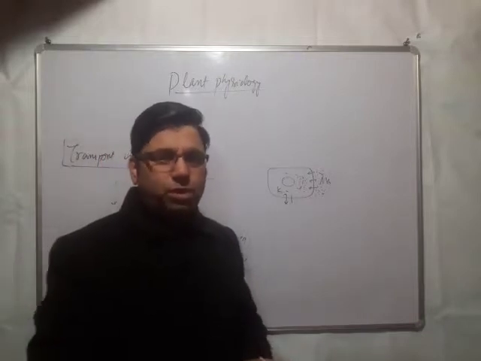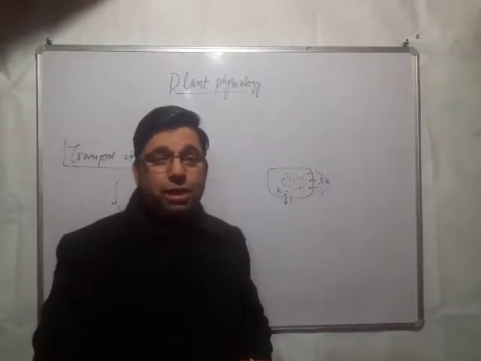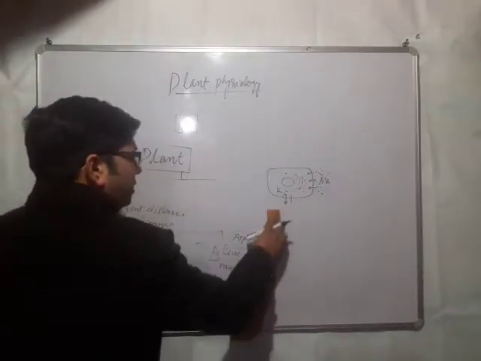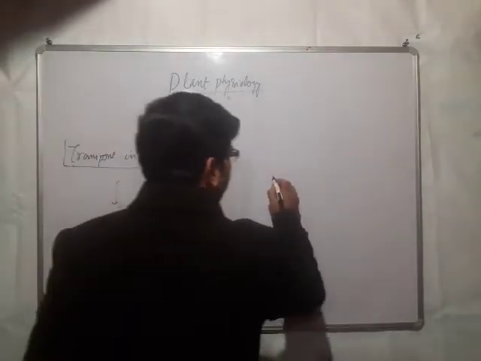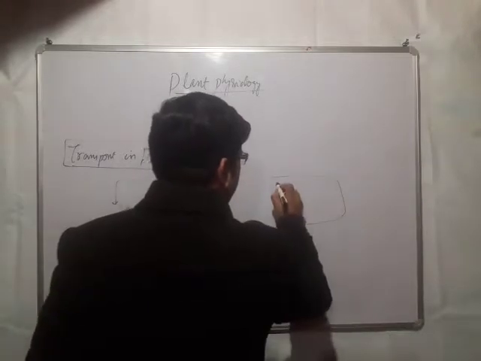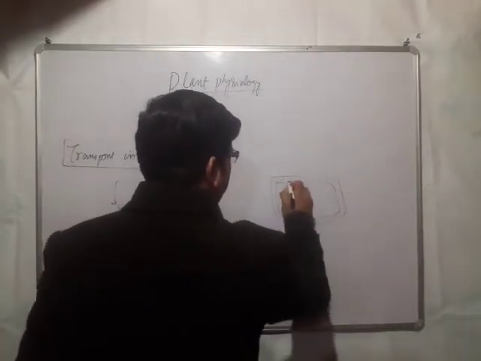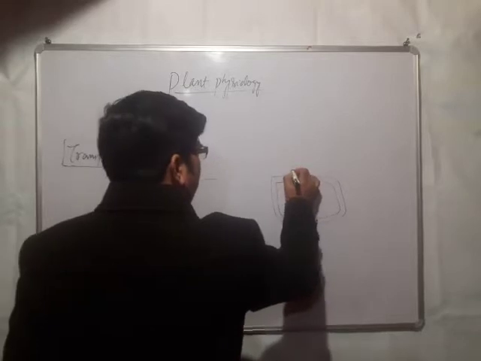So basically it is a diffusion, but we need some kind of facility so that the molecule can enter the cell. Suppose for example, again this is a cell, now this is the cell membrane. Suppose this much, there are molecules.